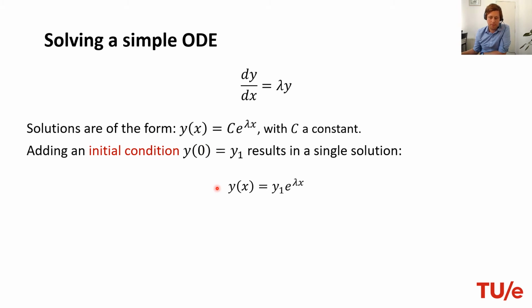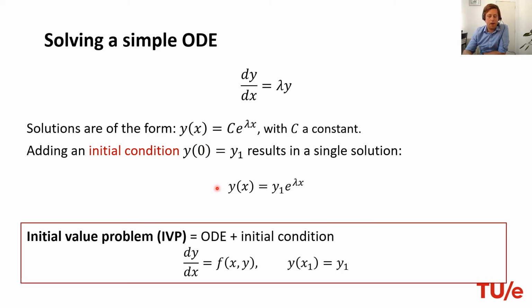Now the combination of an ordinary differential equation with appropriate initial conditions, that is what we call an initial value problem. In this case, our initial value problem consists of a first order derivative, and then we have a function of possibly x and y, and we have such an initial condition specified at a specific point x is equal to x1. That's an initial value problem.